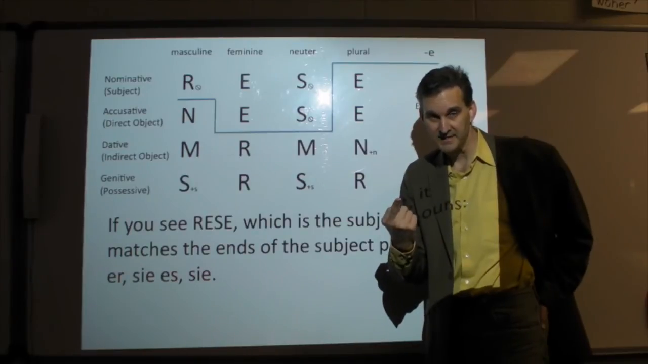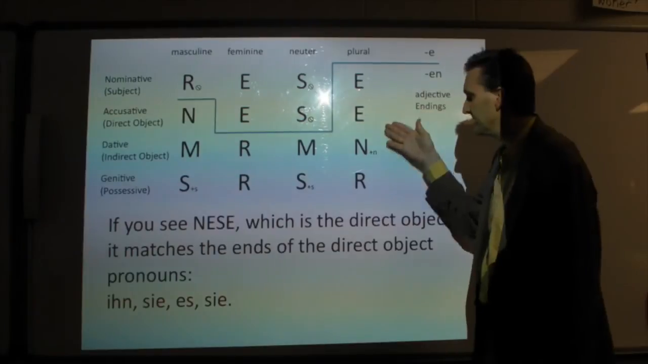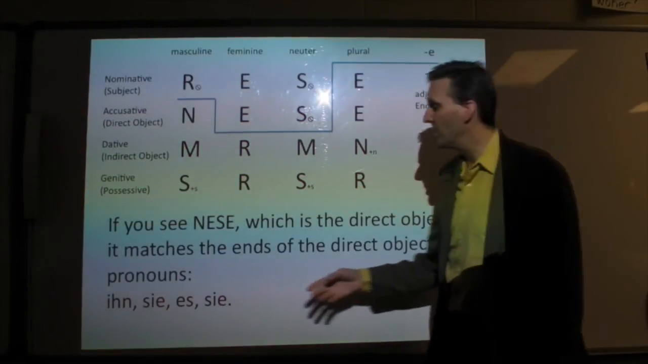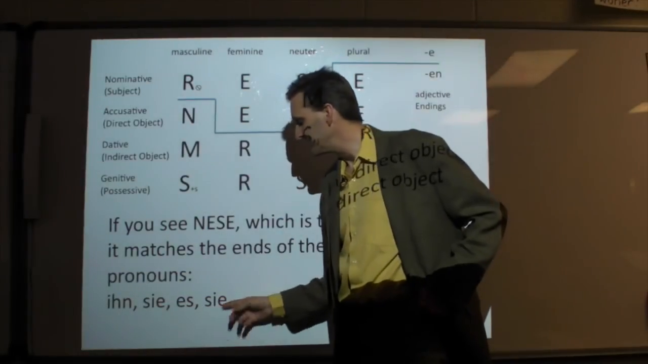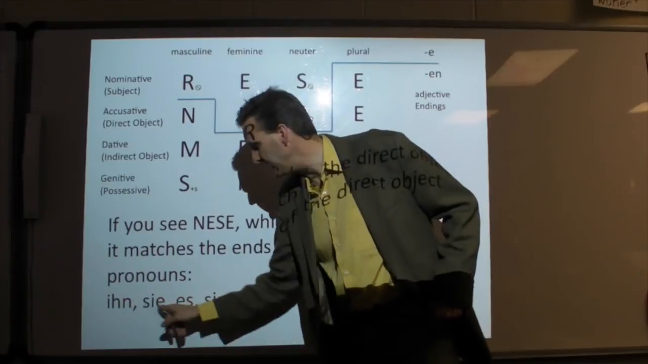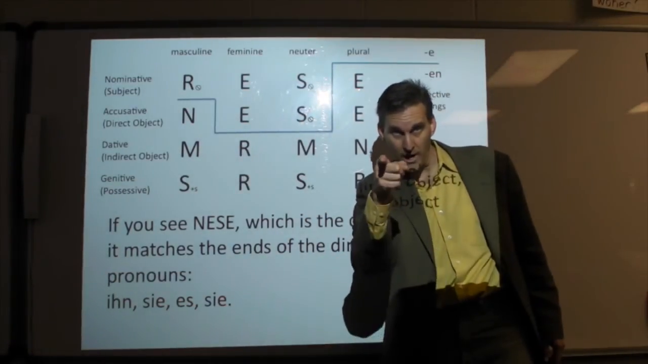But I'm not done yet. Check this out. Okay? If you look at Nisi, that also matches direct object pronouns. Okay? So, him, her, it, and them. Alright? Ihn, sie, es, and sie. N-E-S-E, Nisi. But I'm still not done. Wait, there's more.